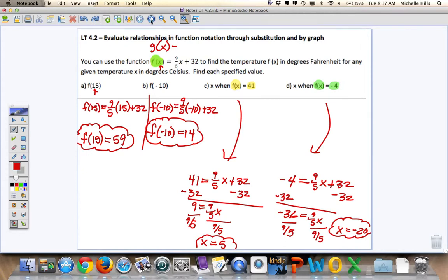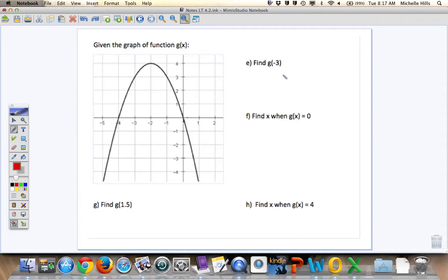Okay, looking at graphs. Again, notice that the -3 is where the x goes. The x goes inside the parentheses. So it says x is -3. So they gave me x, they're asking for y. I go to this where x is -3. I go up and find that point on the graph, and then I go look and see what the y is, and it's 3. So g of -3 is 3.